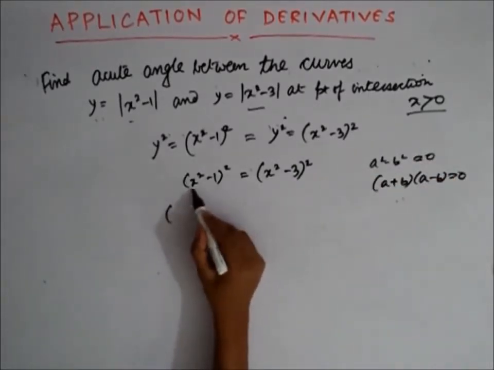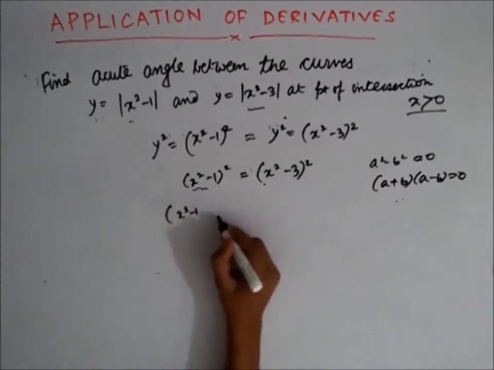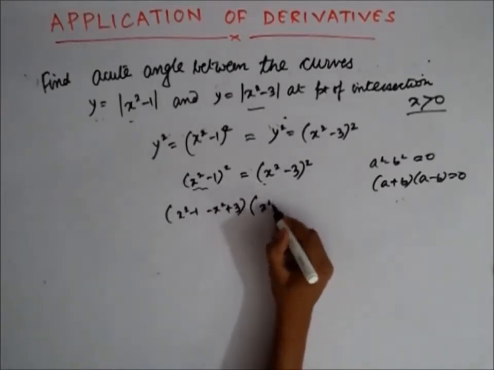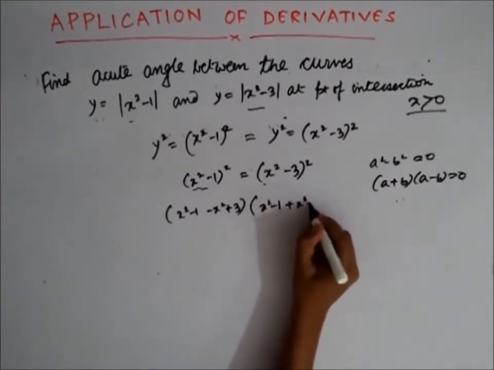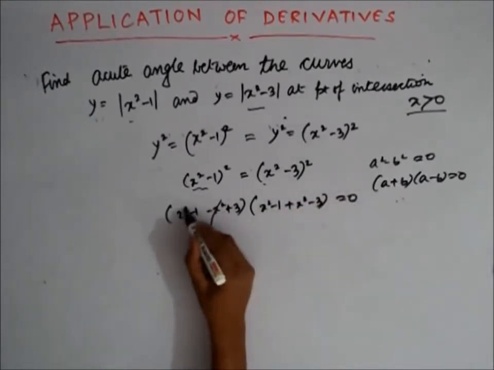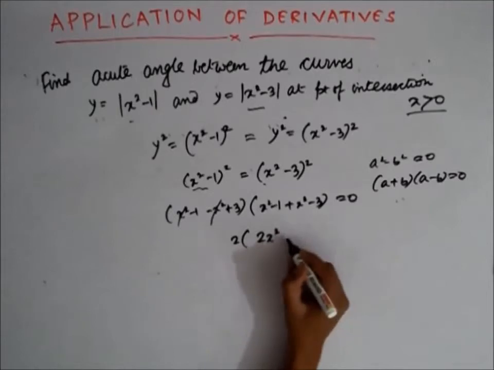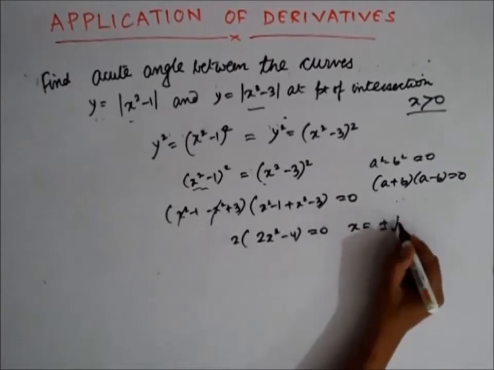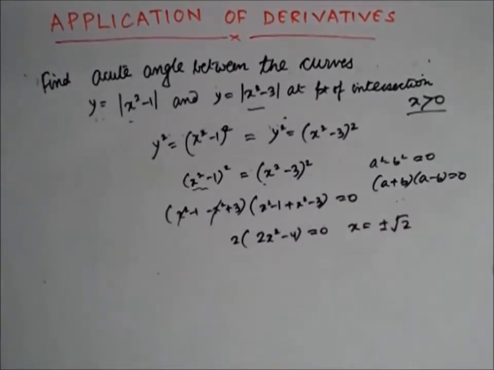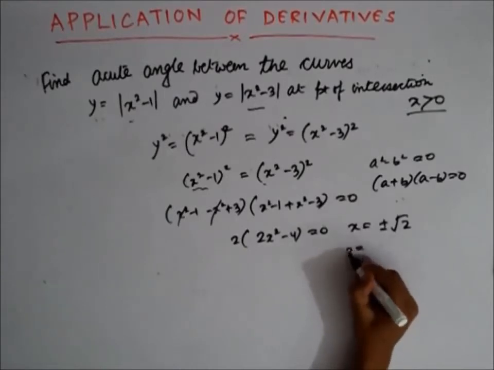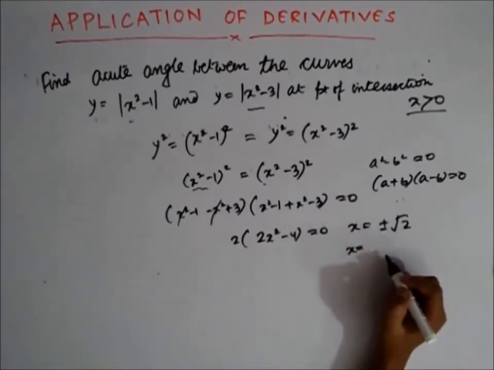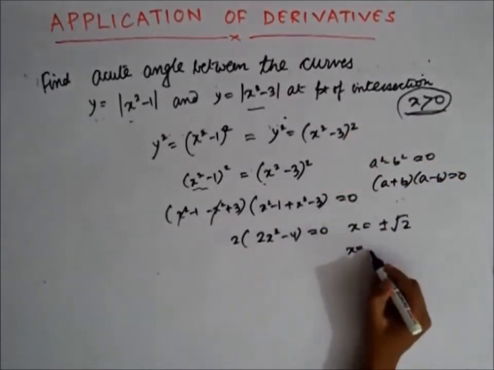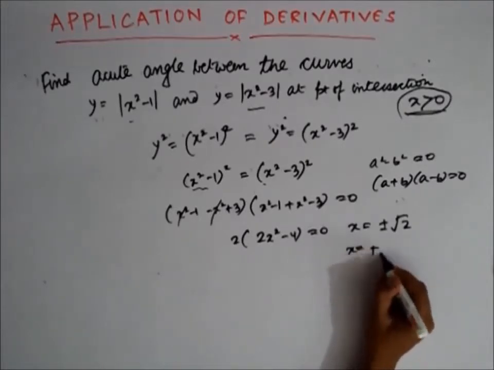Okay, so this is a, this is b. So x square minus 1 minus x square plus 3, this is a minus b, and a plus b will be equal to 0. Here I'll get 2x square minus 4 equals to 0, or x is equal to plus minus root 2. Okay. Now, can I take x equals to minus root 2 in this case? The answer is no, because I have a condition given that x is greater than 0. So my only solution is that x is plus root 2.